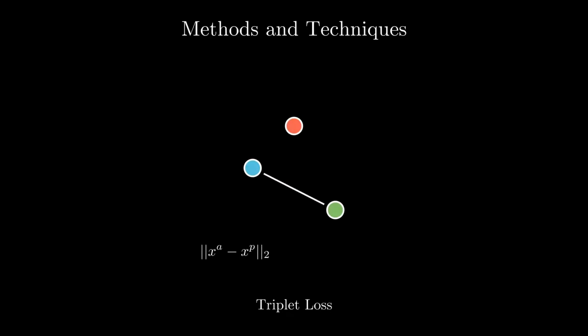Triplet loss operates on the fact that the distance between samples from the same class should be less than the distance between the samples of different class. Here, blue is the anchor, green is the sample from the same class, and red is the sample from a different class. Triplet loss enforces that the distance between blue and green should be less than blue and red.